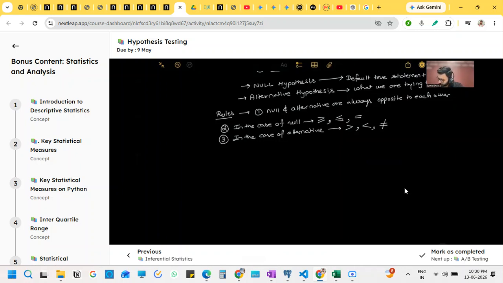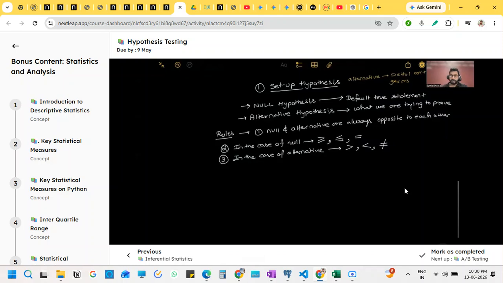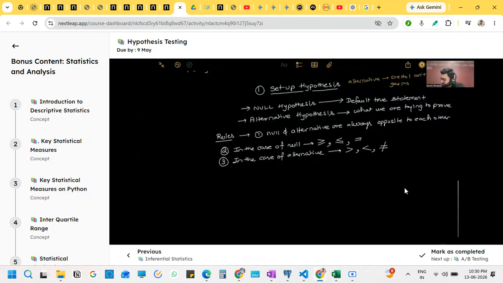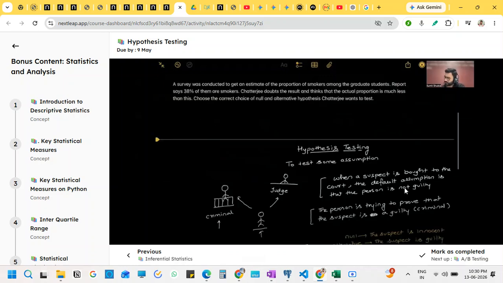Okay. Still, I'm writing. So actually, I'm not able to write in a straight line. That's what I'm thinking. Okay, no problem. I started wrong.